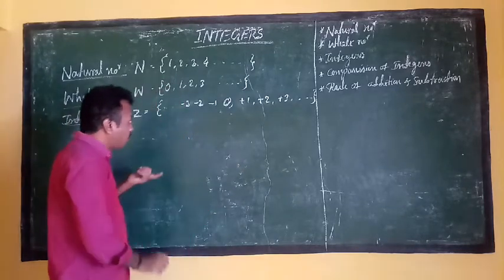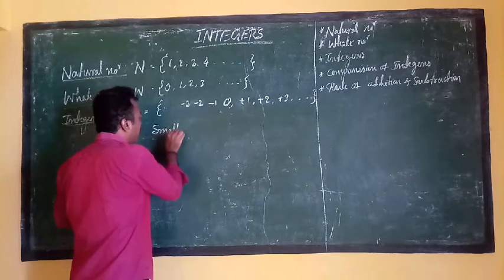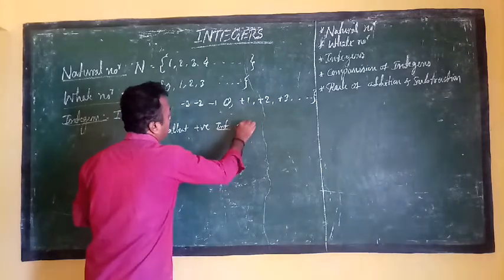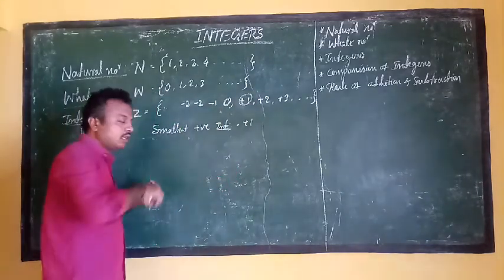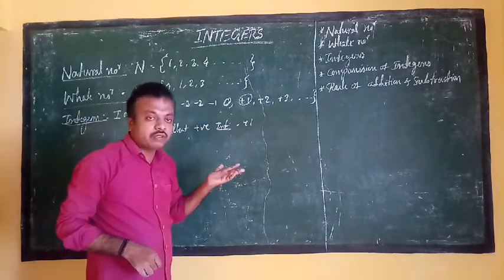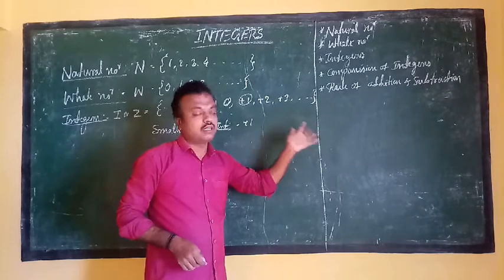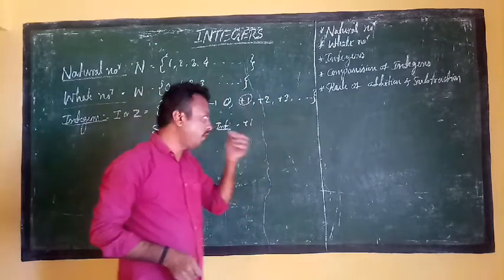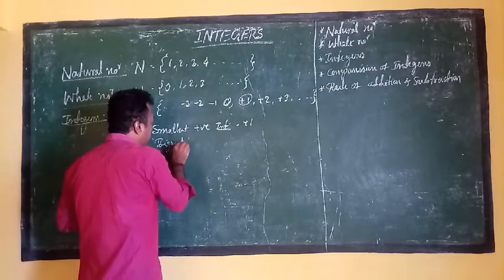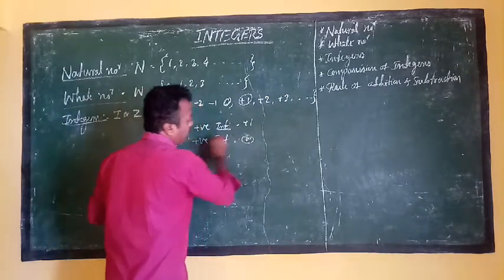The smallest positive integer, what is the smallest positive integer? Correct, plus 1. So plus 1 is the smallest positive integer. Can you find the biggest positive integer? No, it is not possible because it cannot be determined. Understand? It is infinity. It is endless. Therefore, the biggest positive integer is infinity. Infinity symbol like this.